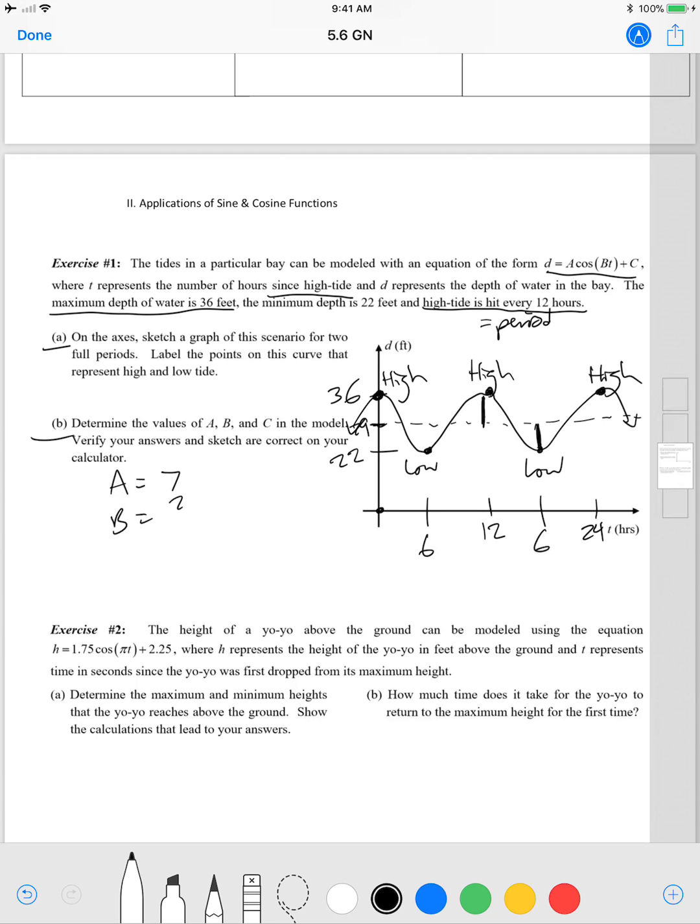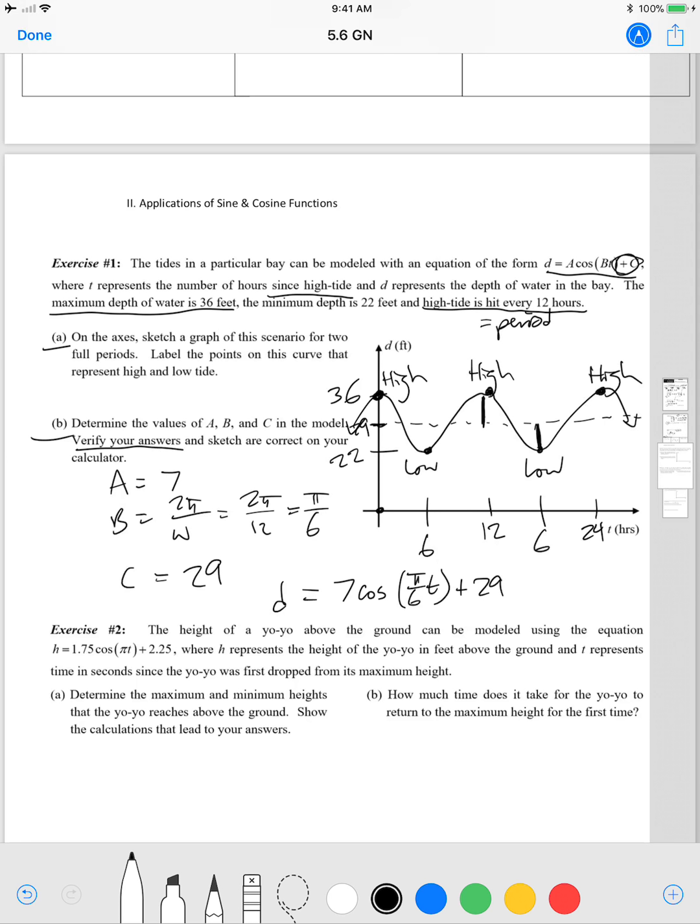B is 2 pi divided by the period, which we said was 12. So pi over 6 is B. And then C, in this case, it's unfortunate that they use this letter. That would be what we've been talking about as D, which is the midline shift. I moved the midline up 29. So my function is d equals 7 times the cosine of pi over 6 t plus 29.